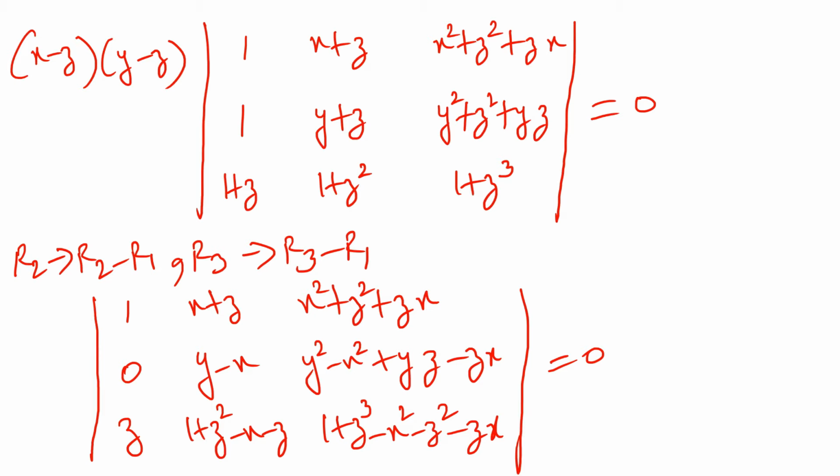Fine. Now my intention in the upcoming steps is to create 0 in the first column at the third position. That means where right now we are having z, we'll be creating 0 over here. And after that, we will expand it to get the value of the desired expression.